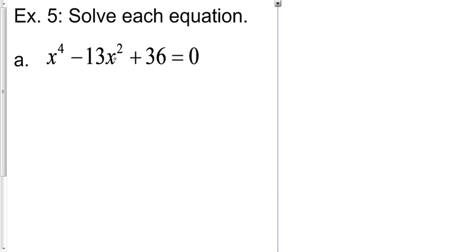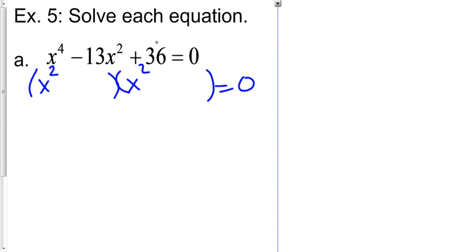Okay, so this one's a degree 4. Let's see what we can come up with for the factors. So first of all, I'm going to try to split this into two binomials because I know that x to the fourth can be split into x squared times x squared.